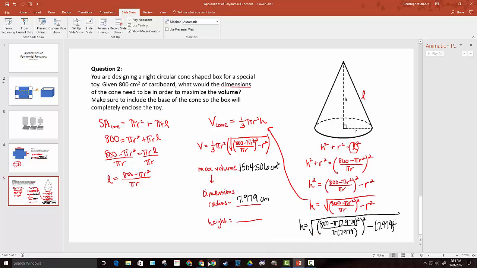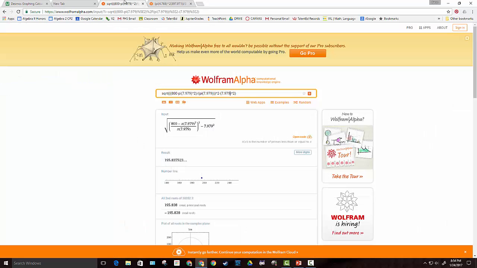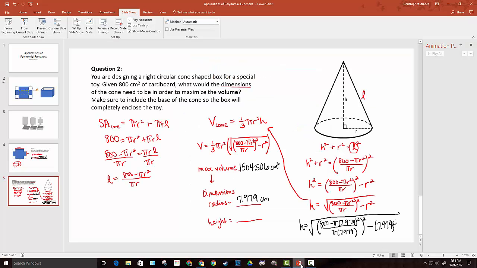I have already done that on Wolfram Alpha. You can see here, I like using Wolfram Alpha because it translates it into the correct notation. So I have this result right here, so let's fill that in. So our height is going to be 195.838 centimeters. And that's exactly what we were looking for.